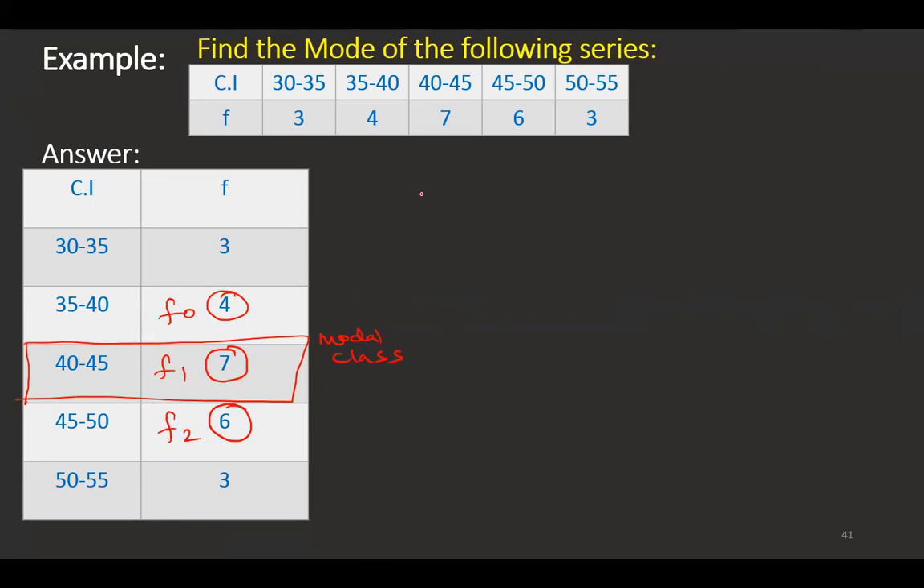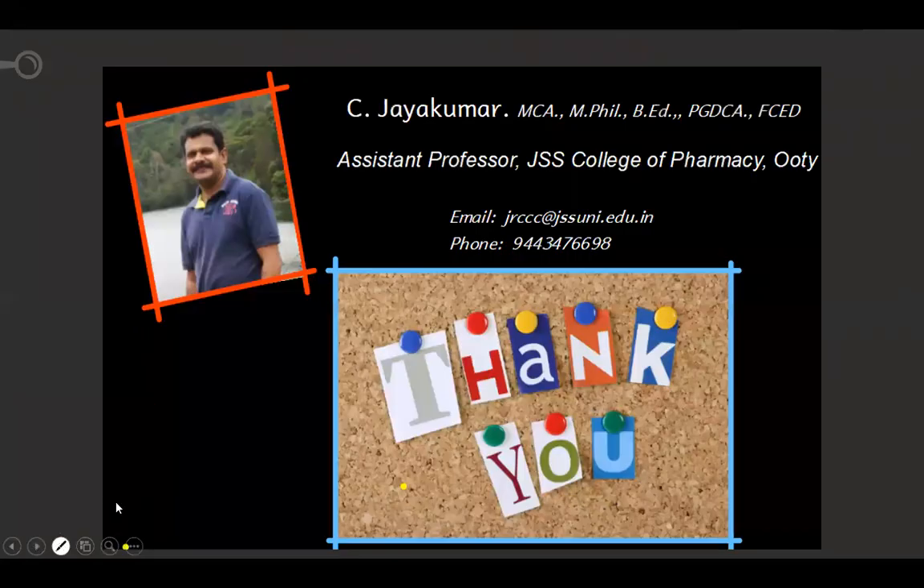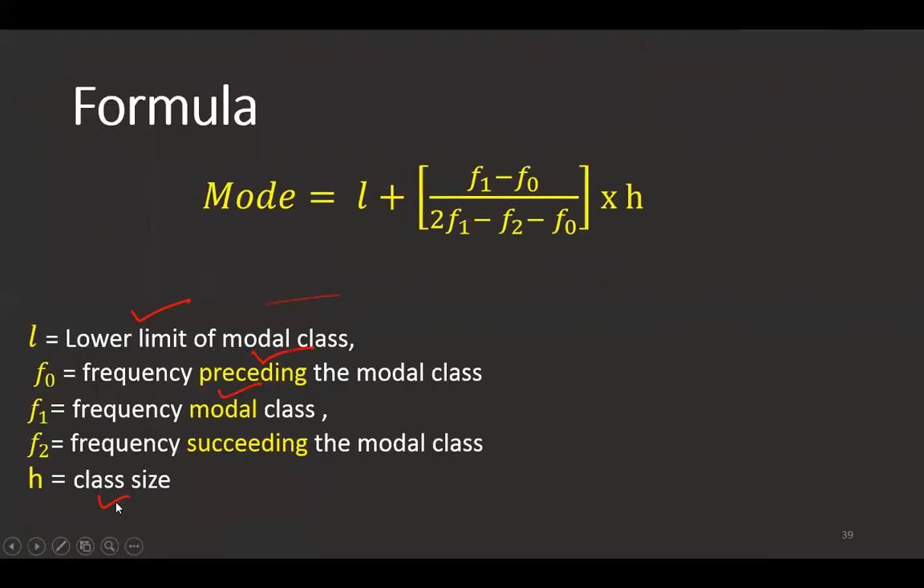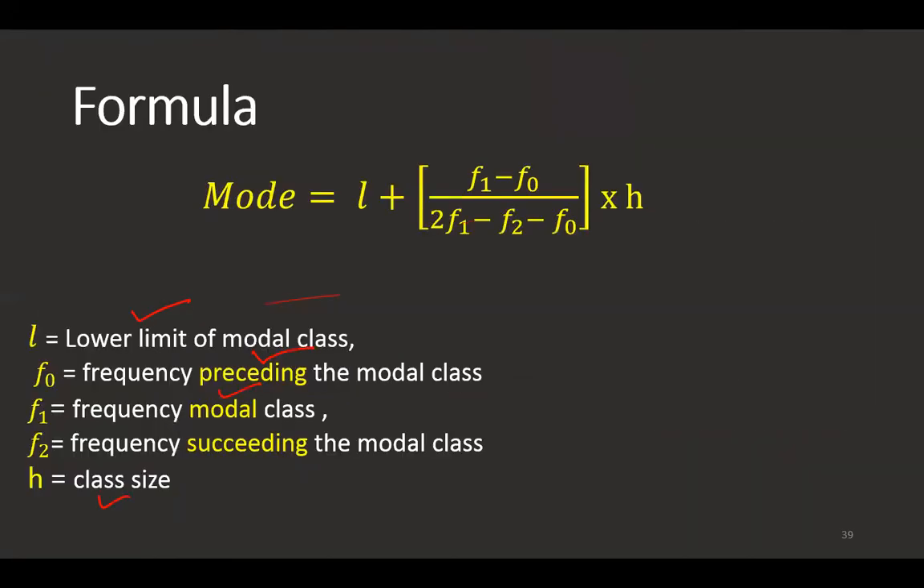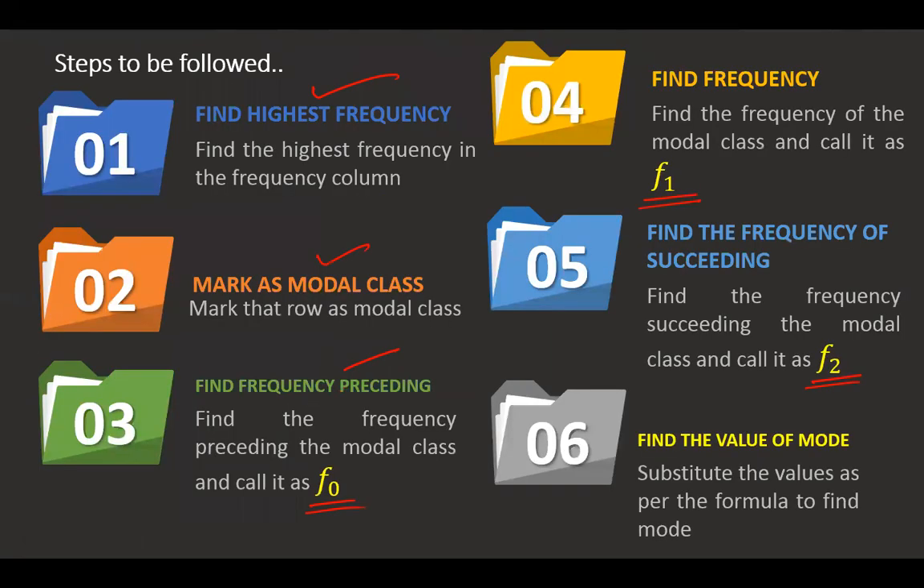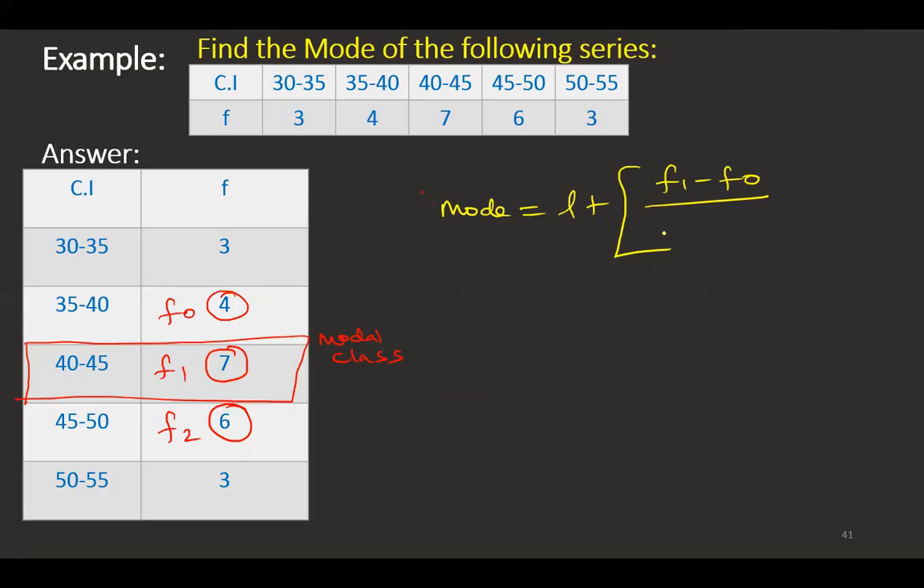What is the formula for us? Mode is equal to, this is the formula, I'm going to write it here. I'm going to change the color so that it is visible. So my mode is equal to L plus, I'll always put a bracket, F1 minus F0 divided by 2 F1 minus F2 minus F0, into H. Sometimes they will give it as 0, 1, 2 and so on.